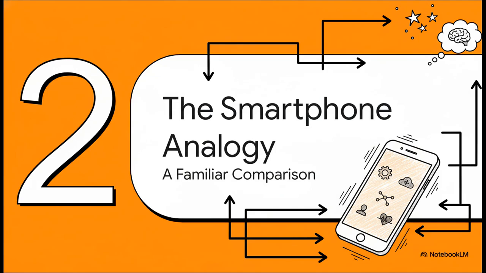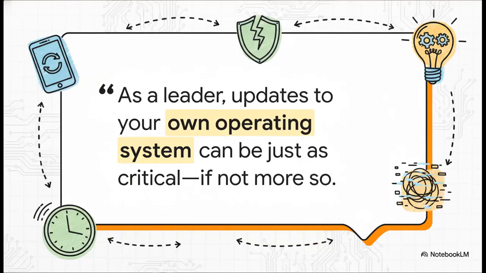Okay, so let's talk about the smartphone analogy. How do we even begin to wrap our heads around this? Well, the best way to understand it is with something you probably have in your hand or at least your pocket right now, your smartphone. You know that notification you get, right? Update now or risk losing access. We would never ignore that on our phones. Why? Because we know an outdated OS means bugs, security flaws, terrible performance, the whole deal.